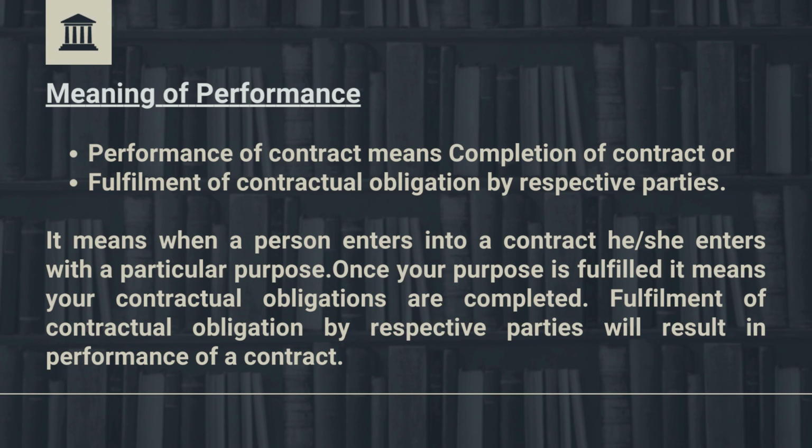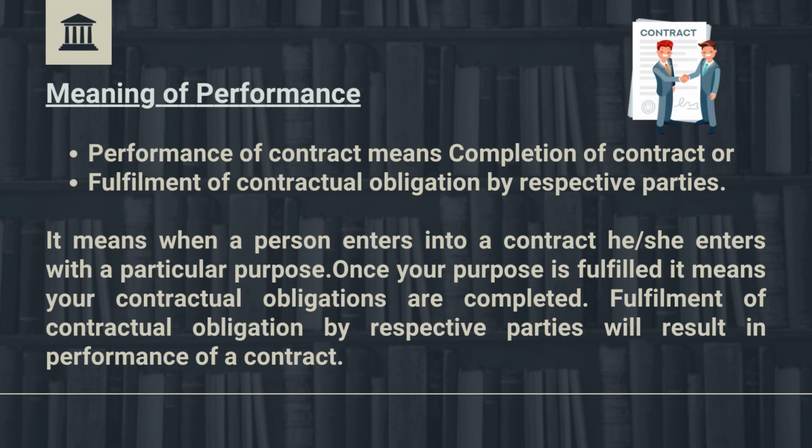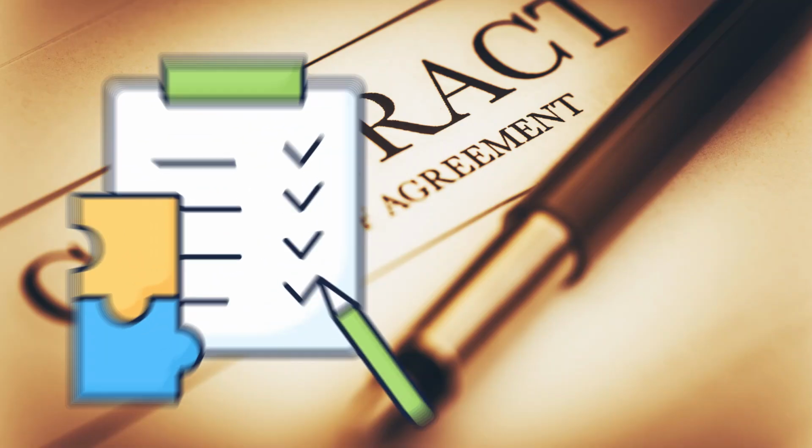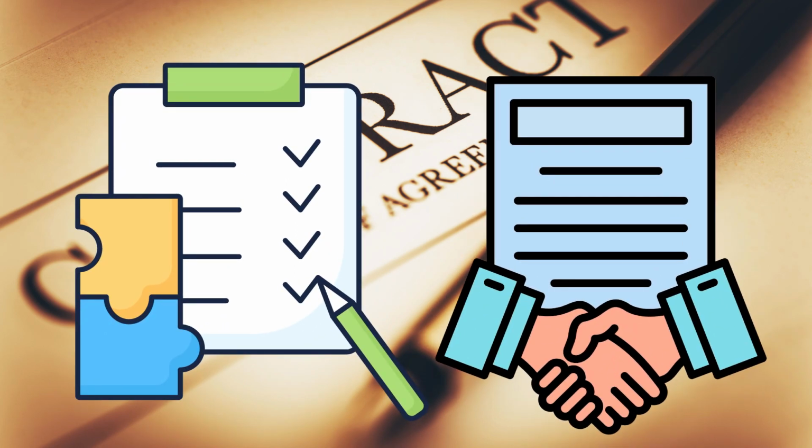If you enter into a contract, you are entering into it with some purpose. Once your purpose is fulfilled, it means your contractual obligations are completed. So fulfillment of contractual obligations by the respective parties results in performance of a contract.